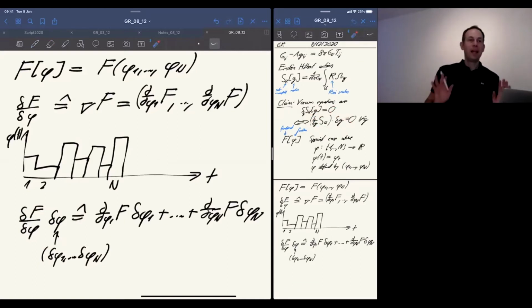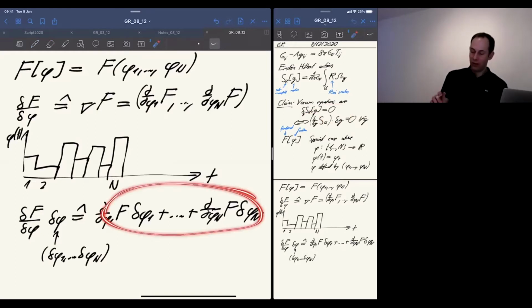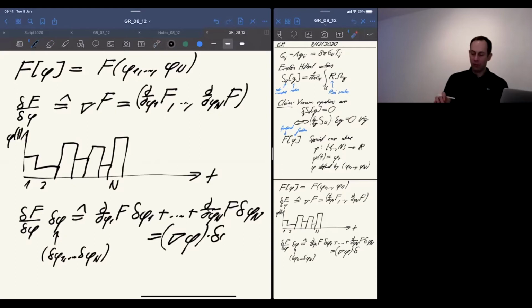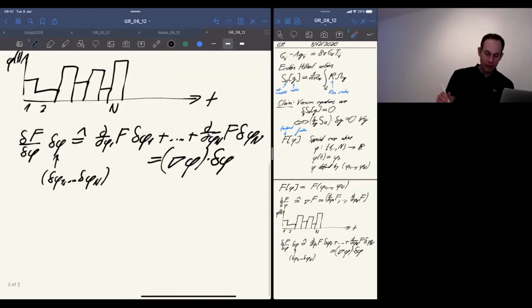Okay, so that's essentially what I wanted to tell you, that if you see such a thing, in order to make sense of it, translate it into such an expression, and then you essentially know what it is. Of course, I could also write this in terms of gradients. This would just be the gradient of the functional, and then scalar product with delta phi, which is also an n-tuple. Okay, so I really hope this analogy helps.